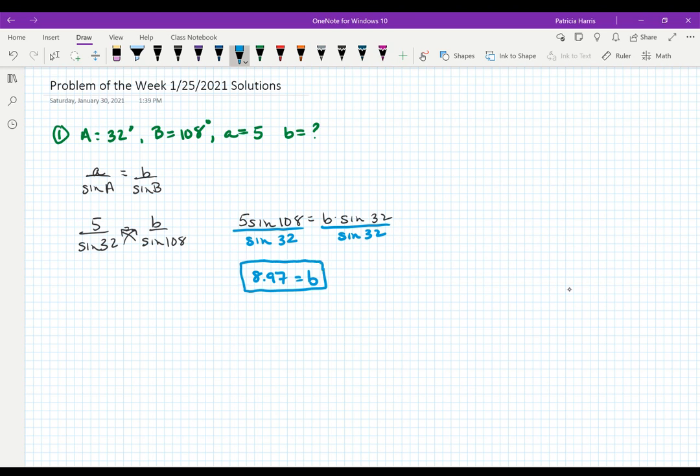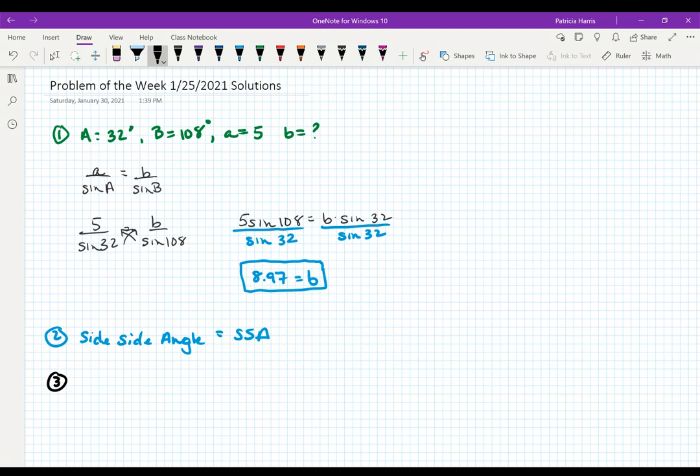Okay, question number 2 on your quiz, or your problem of the week. Which of the following could result in two triangles? Okay, there's only one setup that will do that, and it is side, side, angle. Okay, so that's number 2. All right, on to number 3. Number 2, you should know from your notes and the lecture on Edgenuity and YouTube.